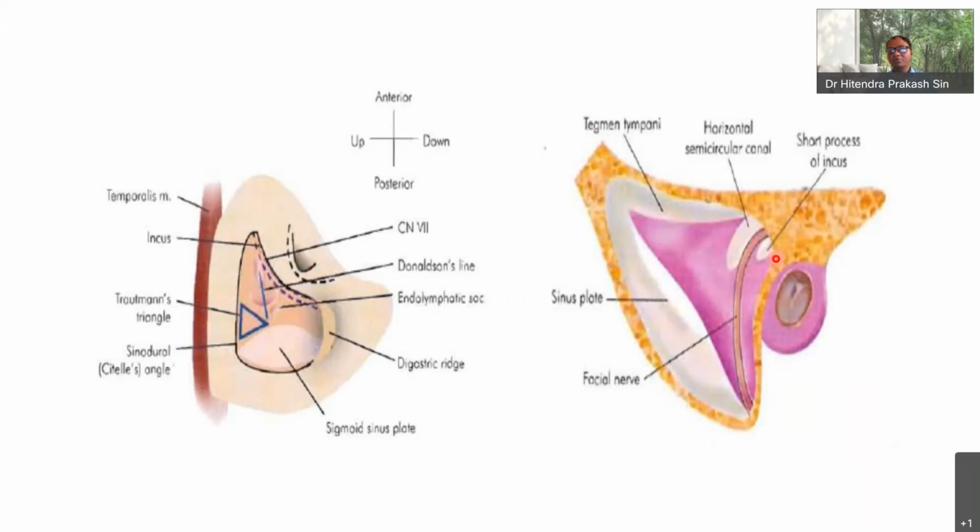This is how the whole cortical mastoidectomy cavity looks. This is the tegmen tympani, this is the sinus plate, this is the labyrinth, this is the horizontal semicircular canal, and this is the facial nerve. You can also see the short process of the incus. All of the mastoid cells are removed, but we preserve the posterior meatal wall. This is the posterior meatal wall, this one. We preserve it.